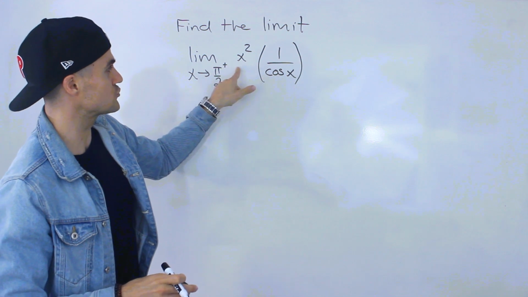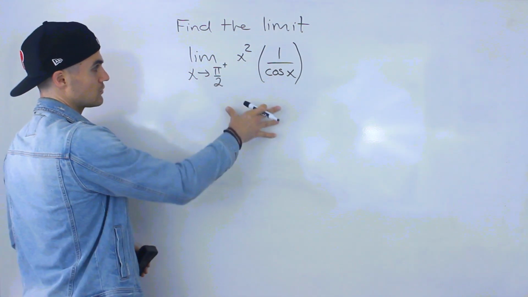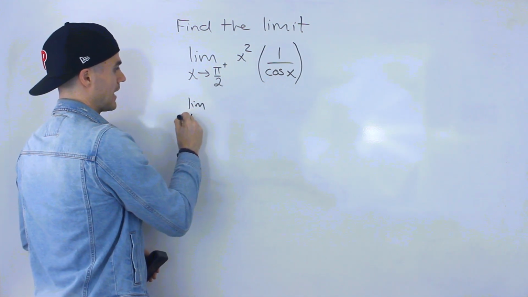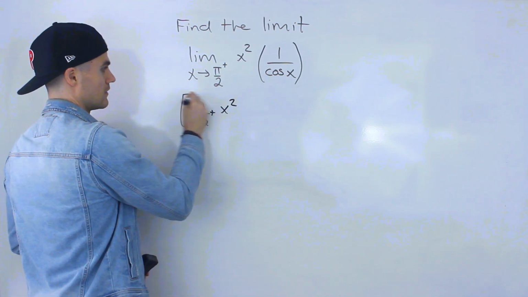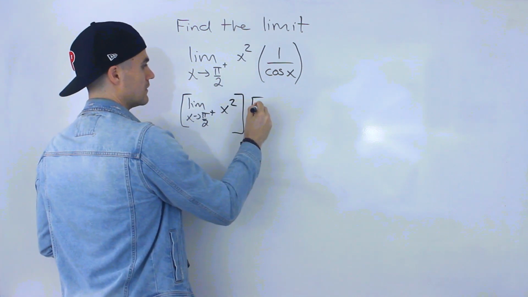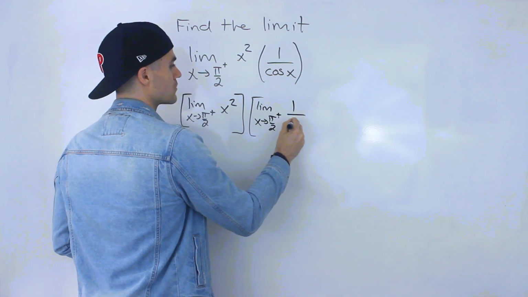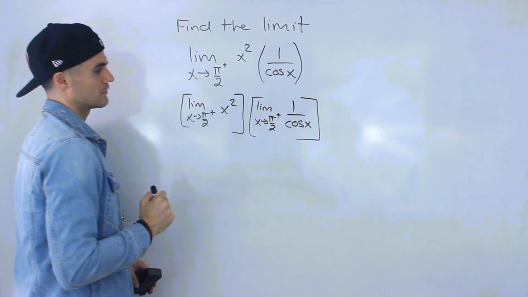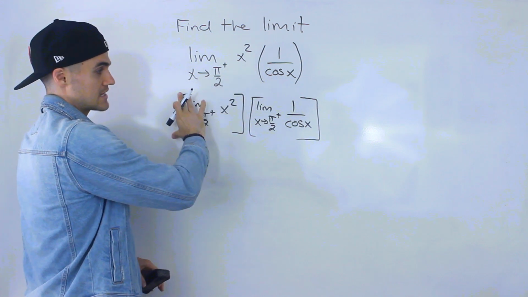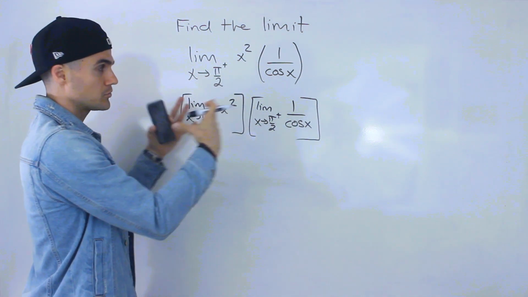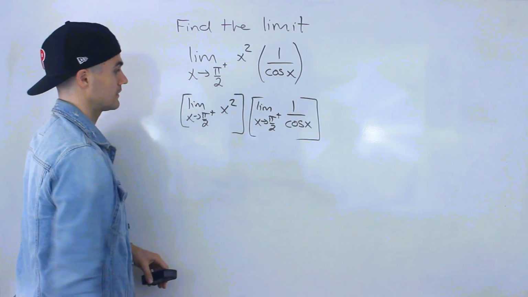Notice this function is like two functions that are multiplied by each other, x squared times 1 over cos x. So we can rewrite this limit as the limit as x approaches pi over 2 from the positive side of x squared, times the limit as x approaches pi over 2 from the positive side of 1 over cos x. Like that. This is a limit law you can use, where if you're multiplying two functions, you can split those up and just multiply the two respective limits.